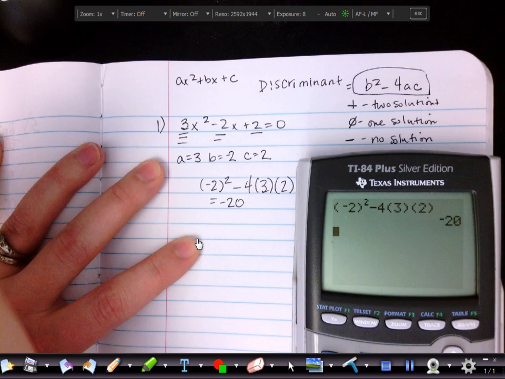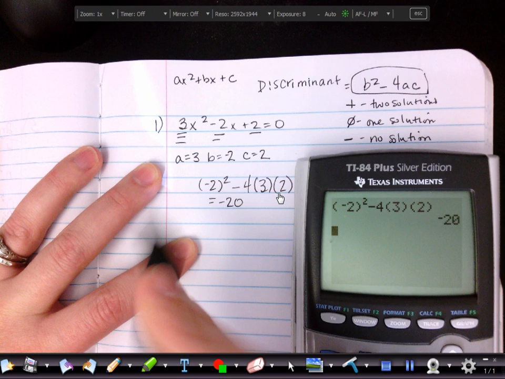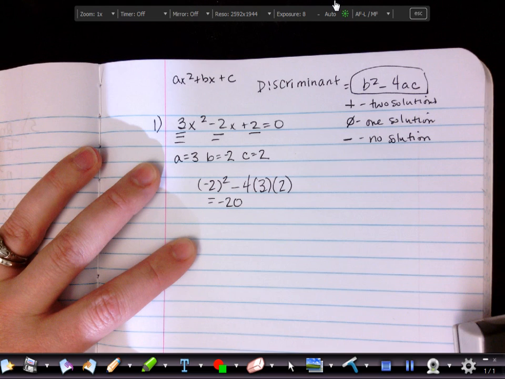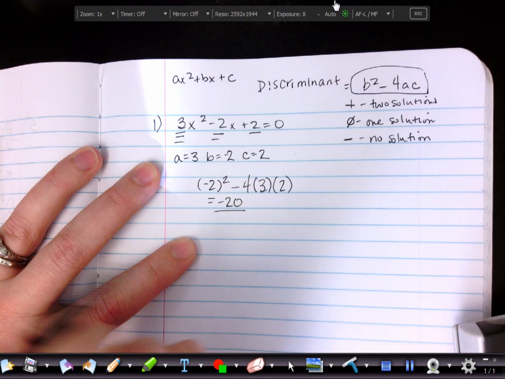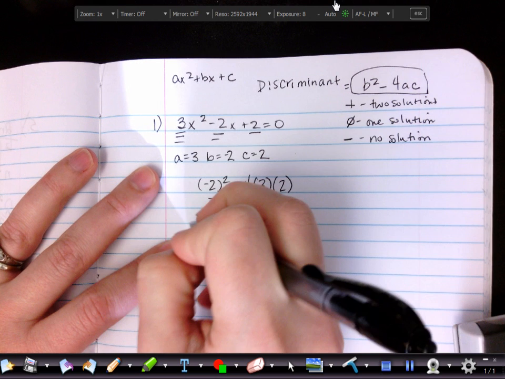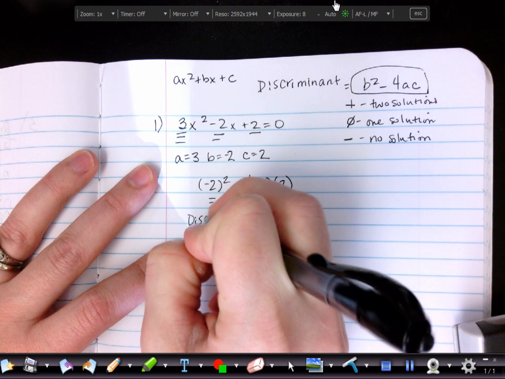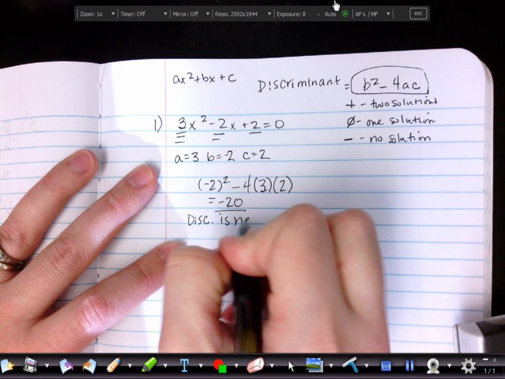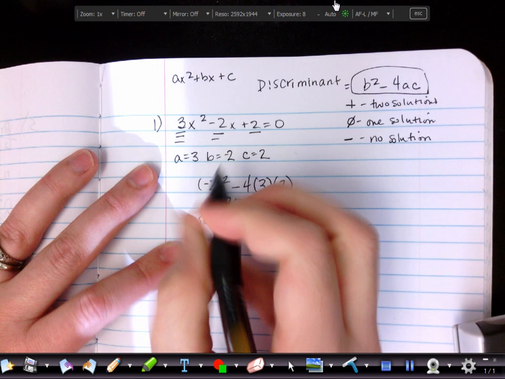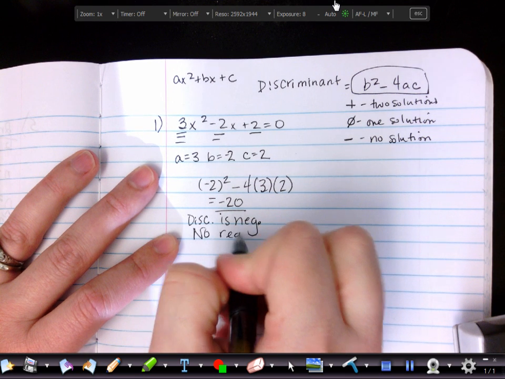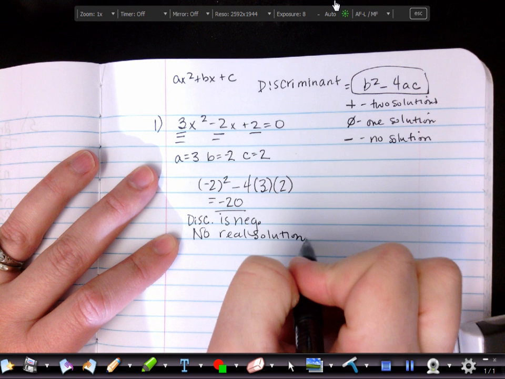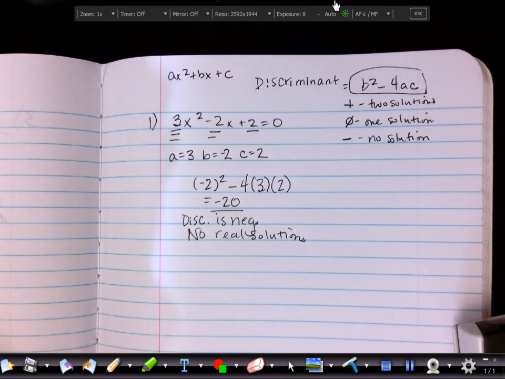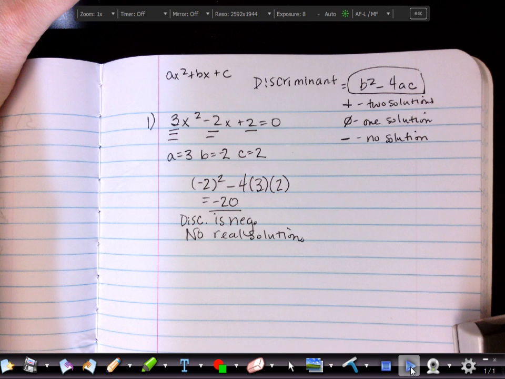Now, again, what we're looking at here is if our discriminant is positive, 0, or negative. It is negative here. Negative 20 is obviously a negative number. So we're going to write that our discriminant, which we will abbreviate with disc, is negative, which means that there are no real solutions. Make sure that you have that down before you move on.